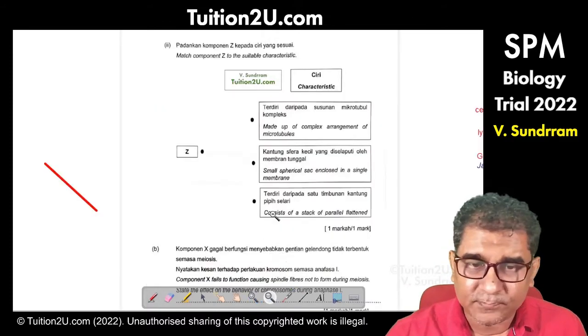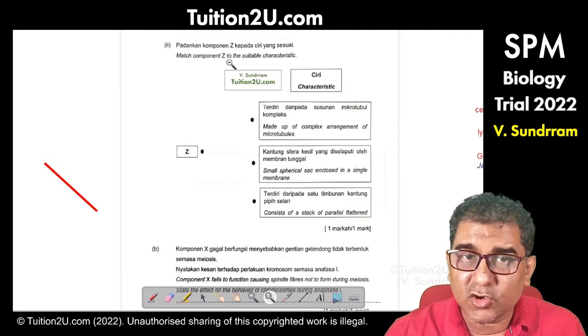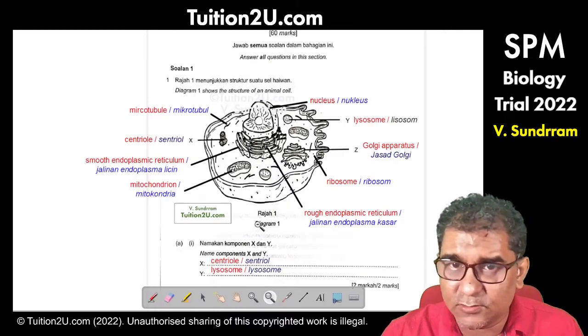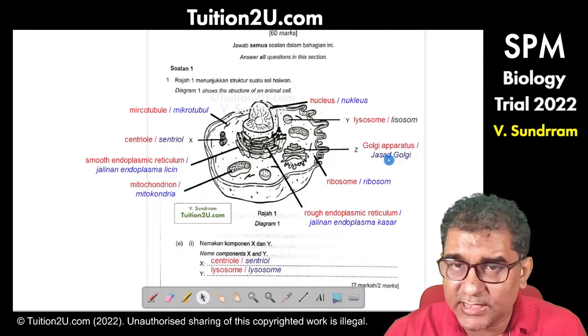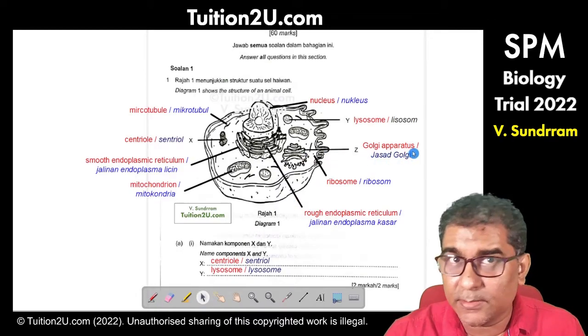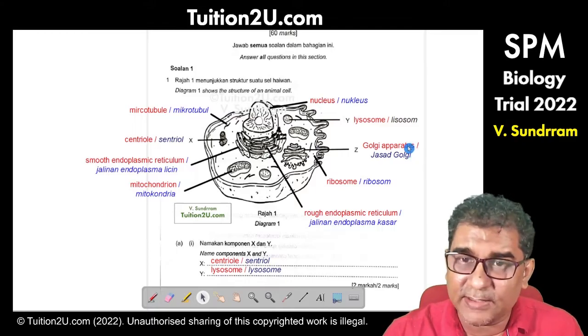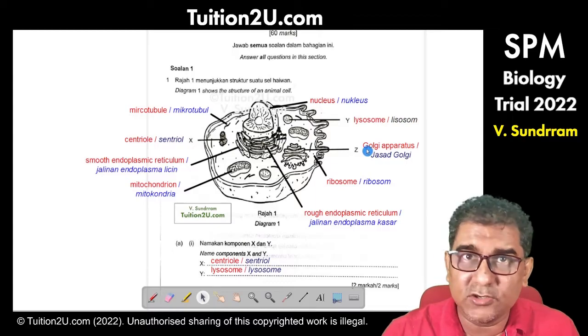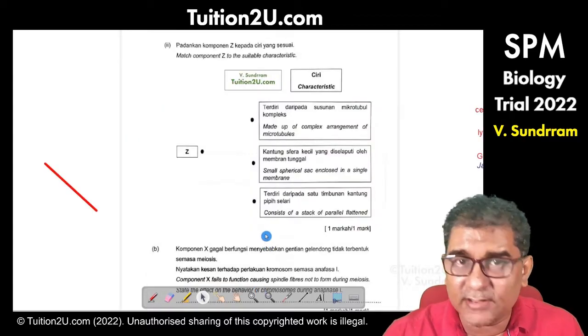Next question. Match the component Z to the suitable characteristic. So we go back and see what Z is. We know Z is the Golgi Apparatus. Make sure when you're writing the answer for the exam, Golgi Apparatus has a capital G. Small g, no marks given. So this is the Golgi Apparatus.